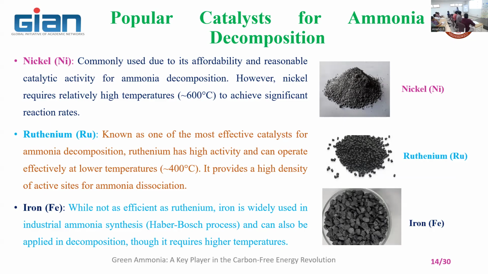Whereas with ruthenium, you can see here, you need a lower temperature. Compared to this, when you go for ruthenium, the temperature needed in the reactor is 400 degrees for adsorption, decomposition, recombination, and then desorption. Iron is not as efficient as ruthenium. Iron is only used in producing ammonia in the Haber process, but when you use the same catalyst for desorption, it requires a higher temperature. So among the three catalysts, we suggest you go for ruthenium so that the conversion of ammonia to nitrogen happens at minimum temperature.